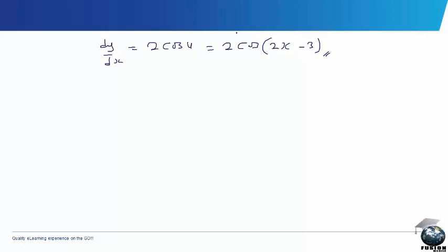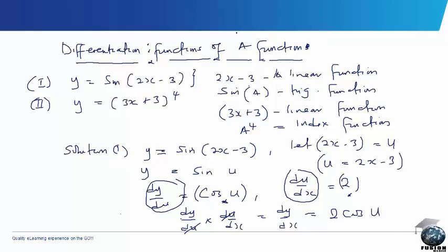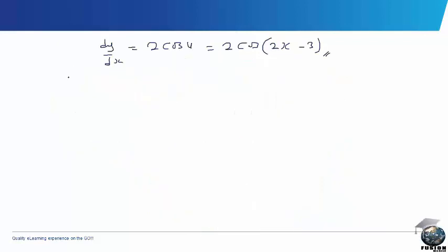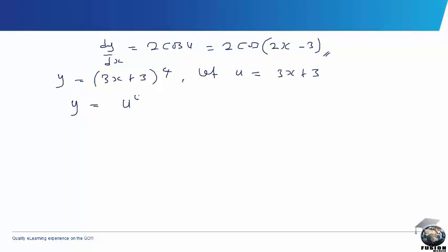And so we'll go back and do solution 2. You'll have y equal to 3x plus 3 raised to the power 4. All we have to do here is to denote. We can say let u be equal to 3x plus 3. It may not really be u all the time; you can use any letters of the alphabet to represent it. So my new y is equal to u raised to the power 4.